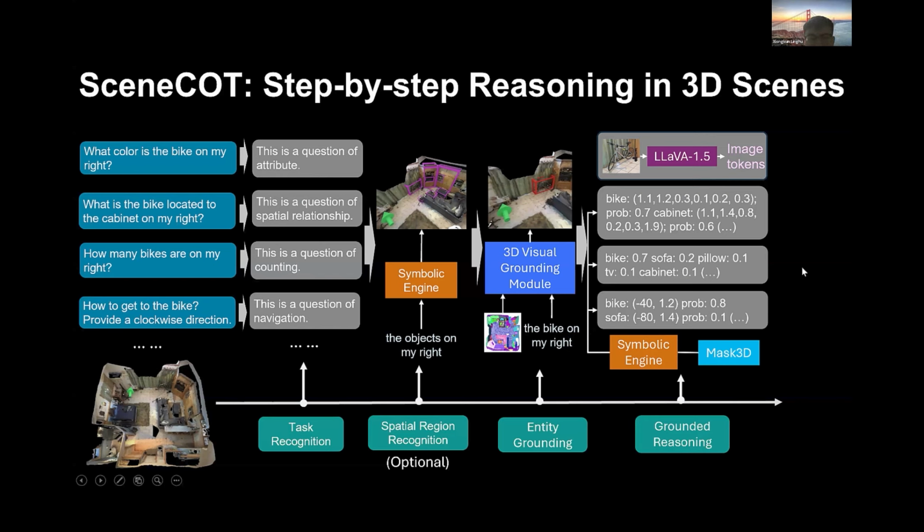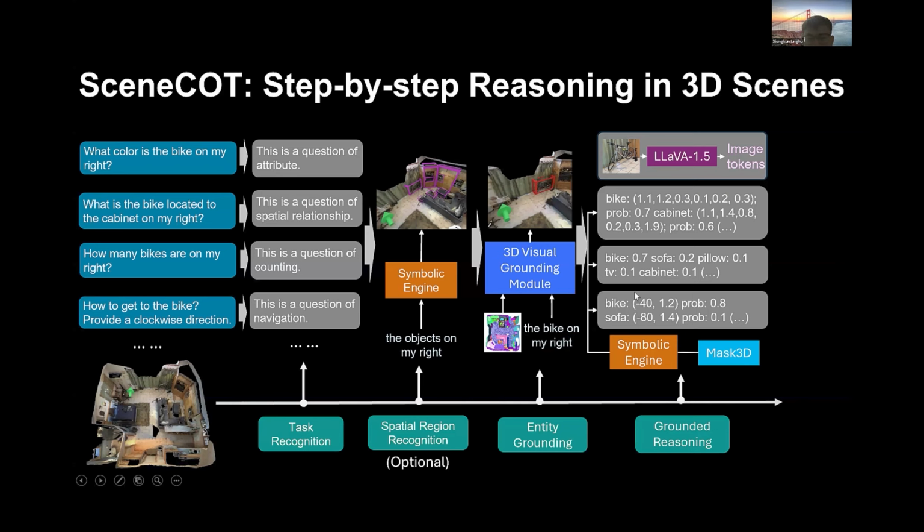For the counting-related questions, we do not care about their accurate locations in the scene. We care about the appearance of the object. So we provide the object semantic label and the object probabilities based on the result of 3D visual grounding.